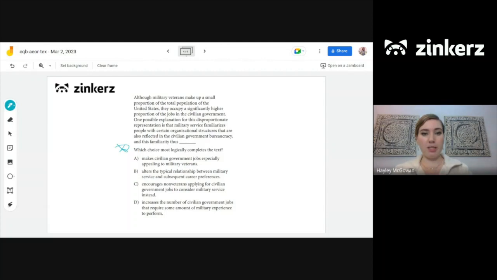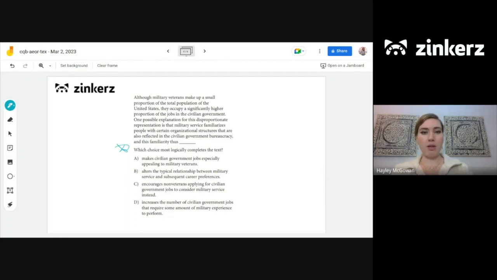Although military veterans make up a small proportion of the total population of the United States, they occupy a significantly higher proportion of the jobs in the civilian government. One possible explanation for this disproportionate representation is that military service familiarizes people with certain organizational structures that are also reflected in the civilian government bureaucracy. And this familiarity thus does what?